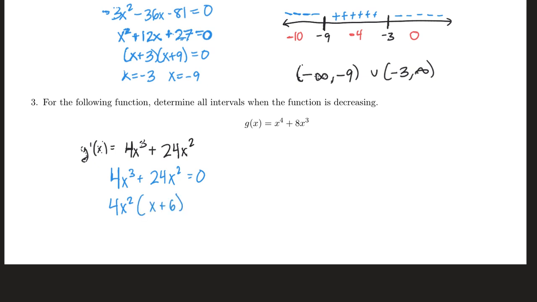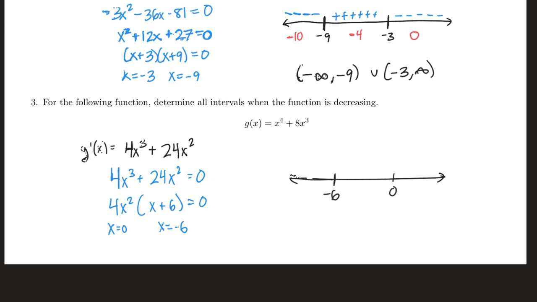And then if 4x squared is 0, that tells me x has to be 0. If x plus 6 is 0, that tells me x is -6. And so I get these two different zeros, which I'm going to put on my number line. Make sure you put them in an order that makes sense. -6 is to the left of 0 on the number line.